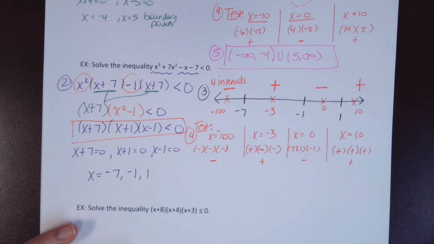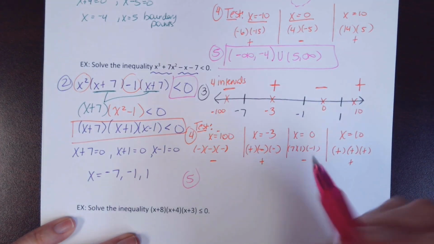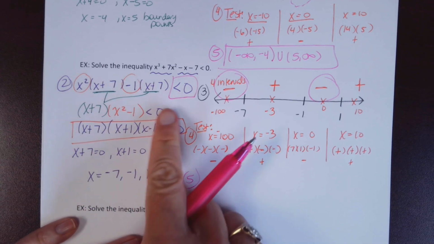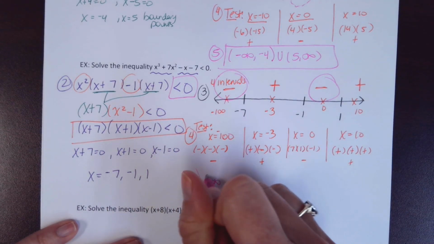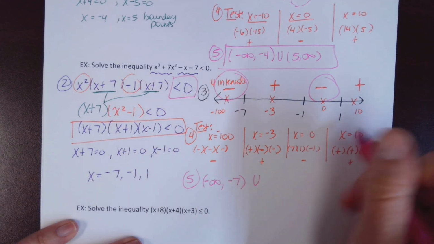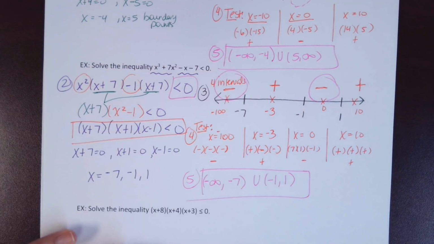All right, let's evaluate my inequality to find my solution. I'm interested in things that are less than 0, so I'm interested in those negative intervals. I don't get to include the endpoints because it's not or equal to. So everything on the domain from -infinity up to -7 or between -1 and 1 is going to be a correct solution to my inequality.